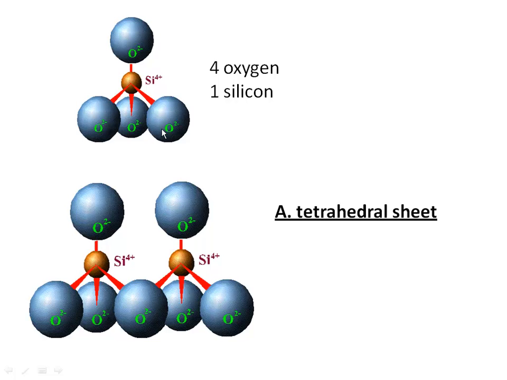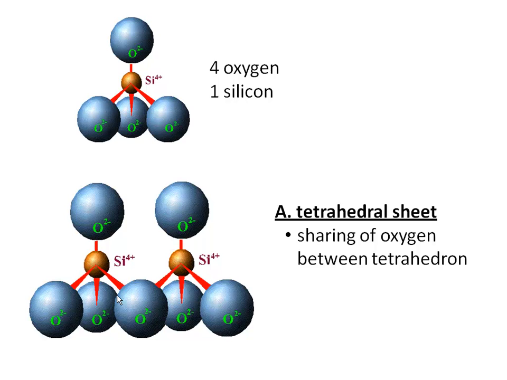Each one of these silicon-oxygen tetrahedra can bond to itself. So in the bottom diagram you can see this one oxygen atom that's being shared. What can happen is you can have tetrahedron after tetrahedron after tetrahedron over and over, and it's in that process that you start to make a whole sheet of silicon-oxygen tetrahedra. You do that by sharing oxygen atoms between those tetrahedra.